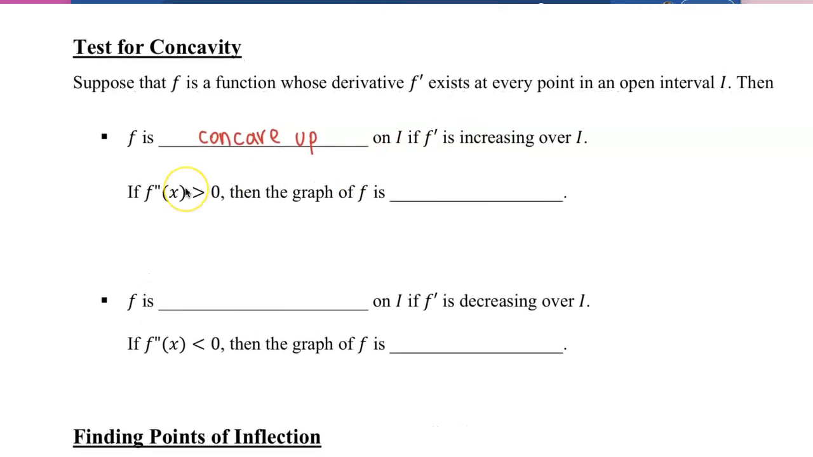So if the second derivative is positive, then we say the function is concave up.